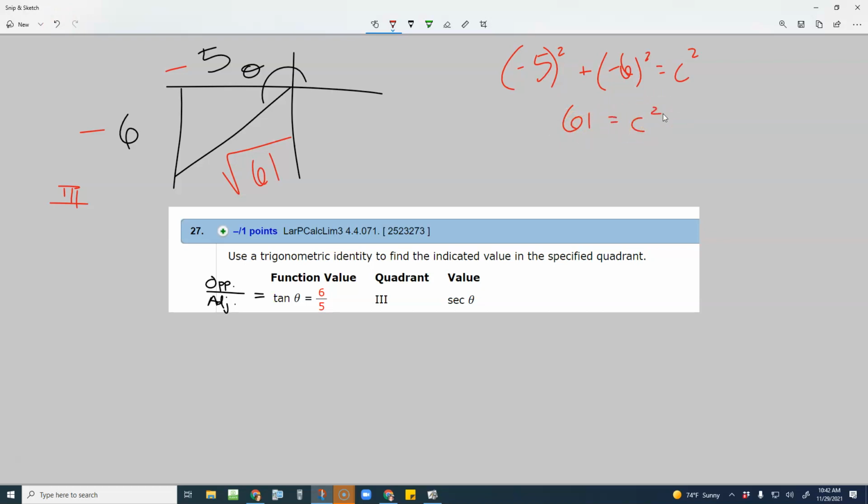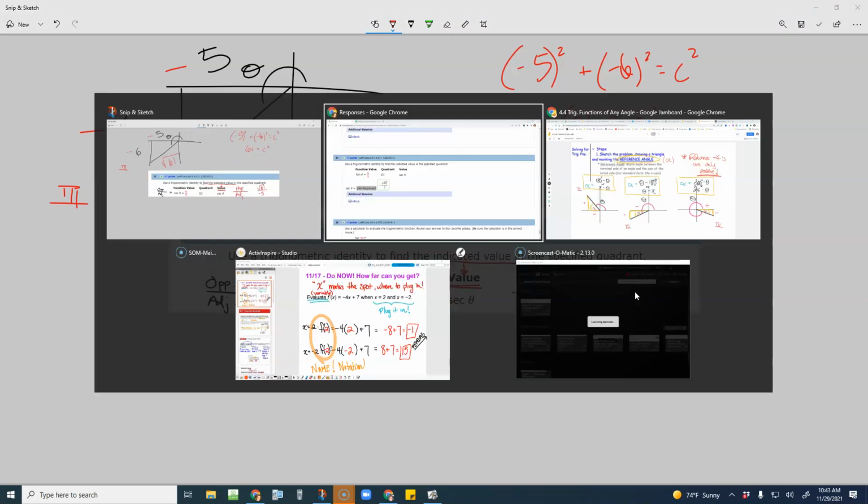So then they're asking for who or what. Use the trig identity to find what? It says to find the value, and it says the value secant. Who's secant? Oh, no, that's not right. Hypotenuse. What's that? Square root of 61. Over adjacent. Who's that? Don't forget the negative. Don't forget the negative. That'll be good. So we'll check. There he is.